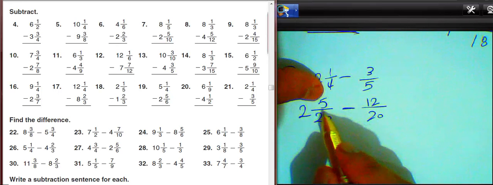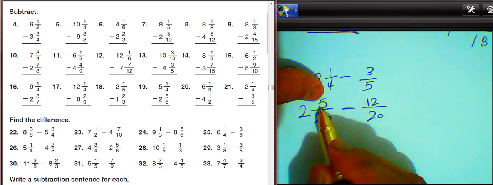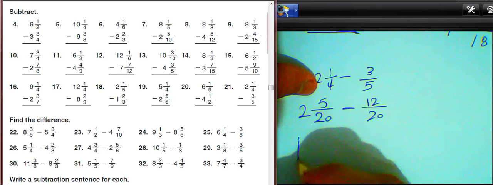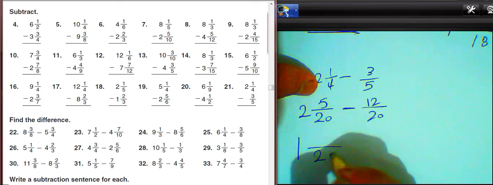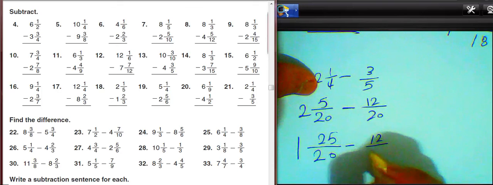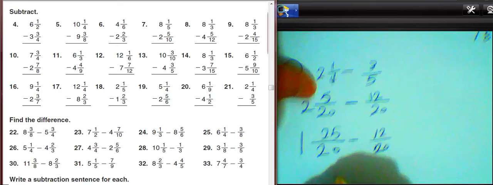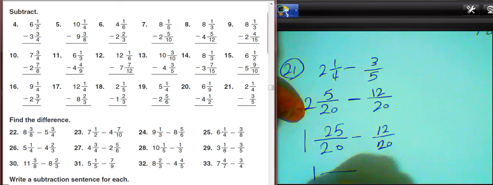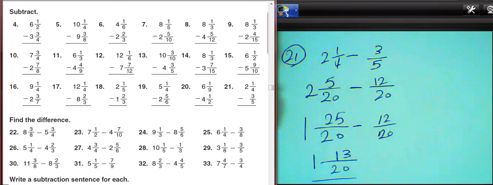We have 5 and 12. We can't find the result, so we must borrow 1 from 2, it will be 1, and write 20 here. 20 plus 5 equals 25. Subtract 12 over 20. 1 subtract 0 equals 1 and write 20 here. 25 subtract 12. 5 minus 2 equals 3. 2 subtract 1 equals 1. So the result will be 1 and 13 over 20.